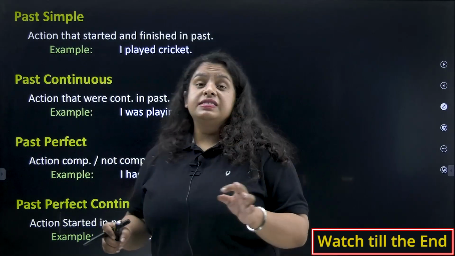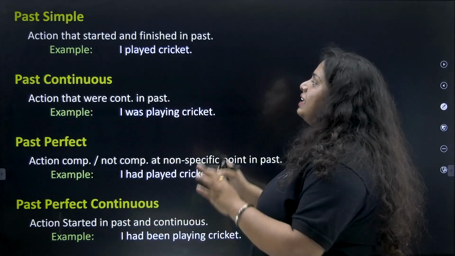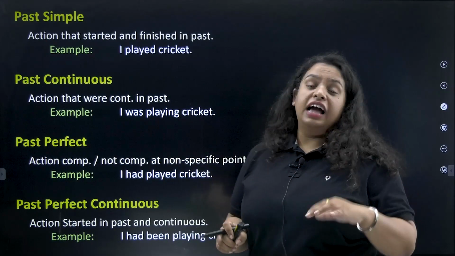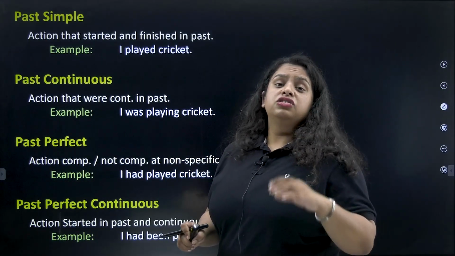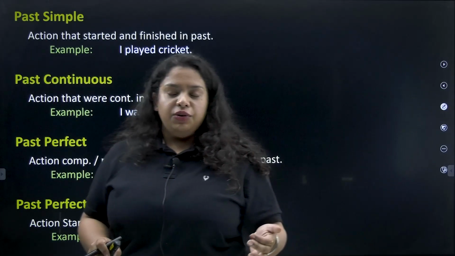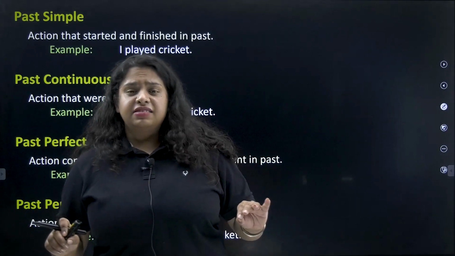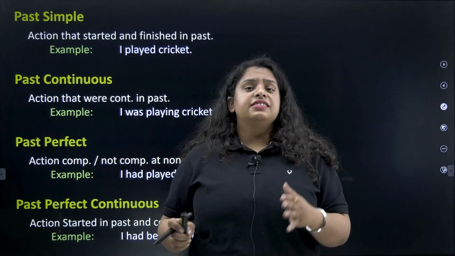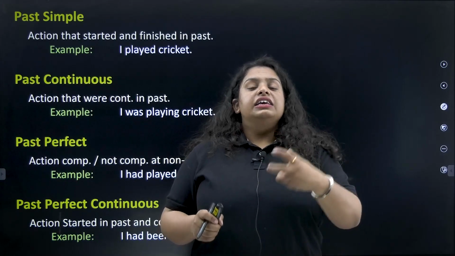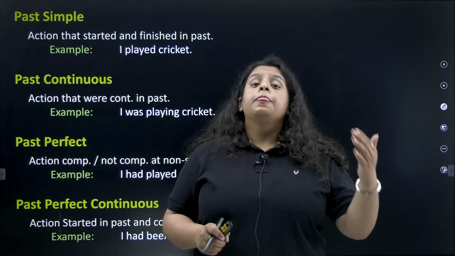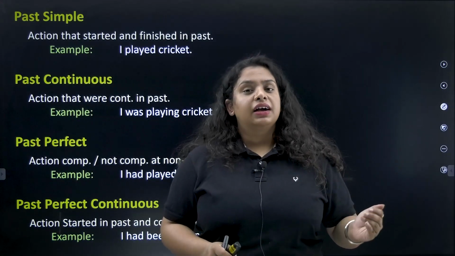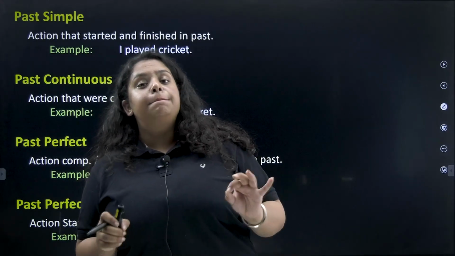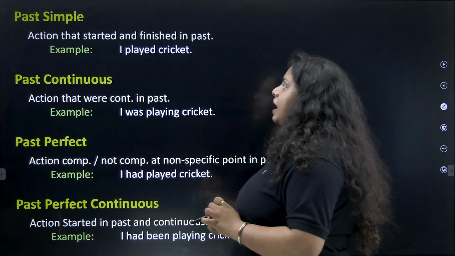So when it comes to your simple past, here the action started and finished in the past. So when someone asks you what simple past tense is, the very simple answer is that past tense sentences tell about an action that happened earlier and is now finished. That is your simple past tense. So let's see the example here.